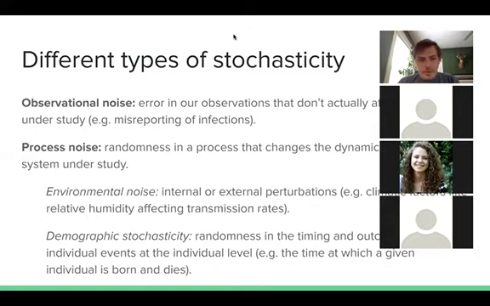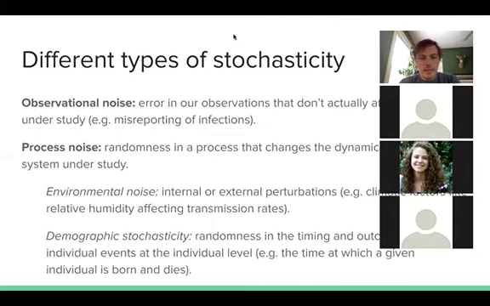And in turn, we can divide process noise into two different subtypes. There's what's known as environmental noise, and then there's what's known as demographic stochasticity. And both of these are rather unfortunately named because environmental noise doesn't actually have to be environmental, and demographic noise doesn't actually have to be demographic, but they're just the terms that are widely used, at least in the population dynamic and epidemiological modeling literature.